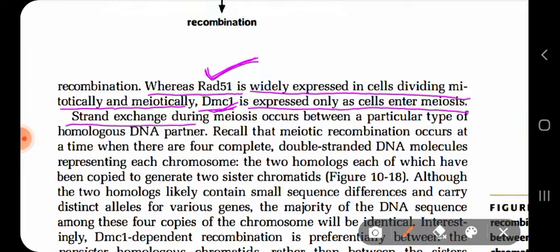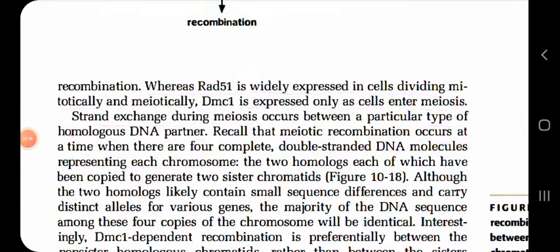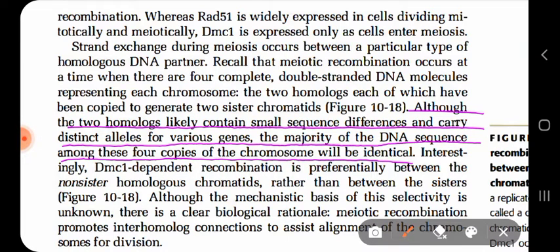Strand exchange during meiosis occurs between a particular type of homologous DNA partner. Recall that meiotic recombination occurs at a time when there are four complete double-stranded DNA molecules representing each chromosome. Here we can see that pairing between the homologous partners occurs at this time. Although the two homologs likely contain small sequence differences and carry distinct alleles for various genes, the majority of the DNA sequence among these four copies of the chromosome will be identical.